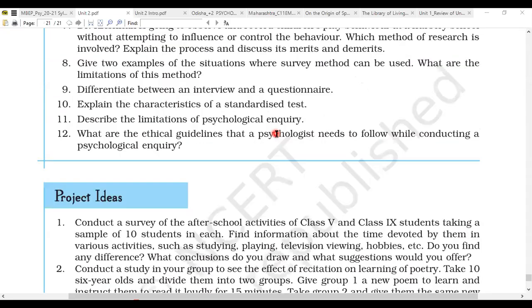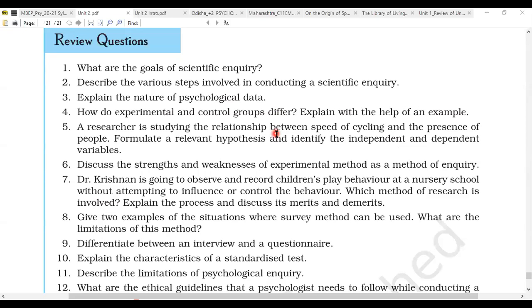As in the earlier unit, there are some 12 review questions, the goals of scientific inquiry, all these things. There is a lot of work in this unit. You have to be very quick in understanding. If you have any queries, please get back to me as early as possible so that we can. This is really a very important unit.